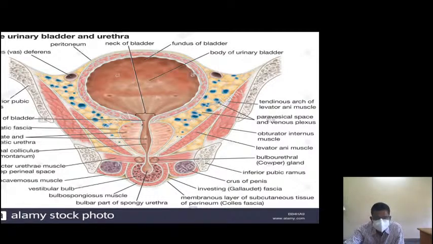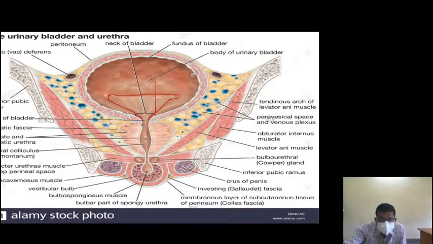At this level you can also see another structure called the uvula of the bladder. So what is this uvula of the bladder? Whatever structure you are seeing in my outline, you can see a triangular shaped area of the urinary bladder. This is called the trigone of the bladder.